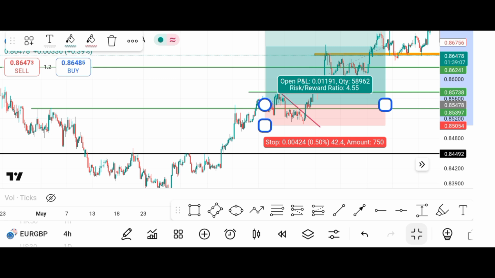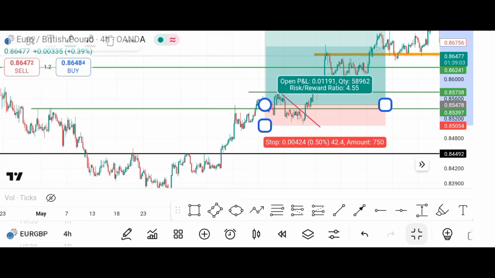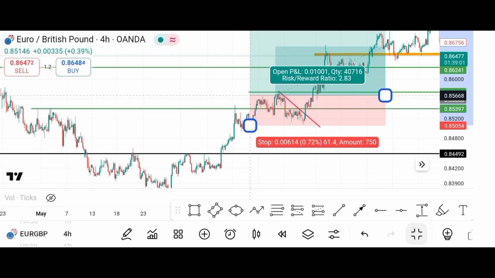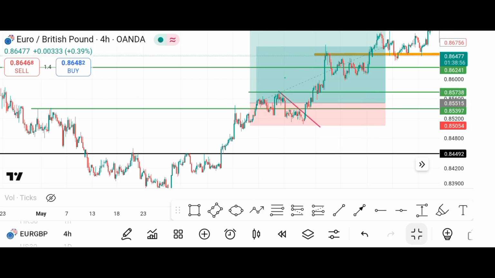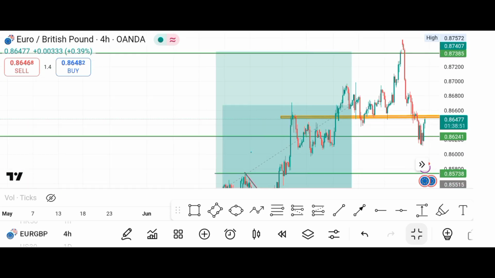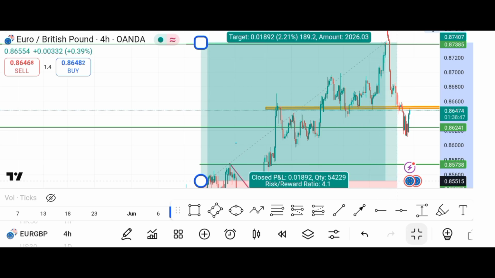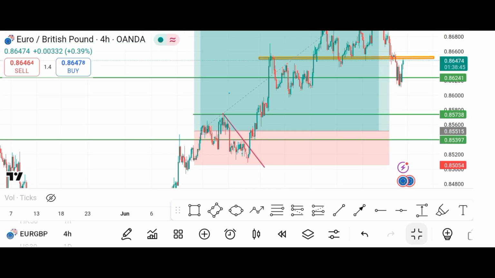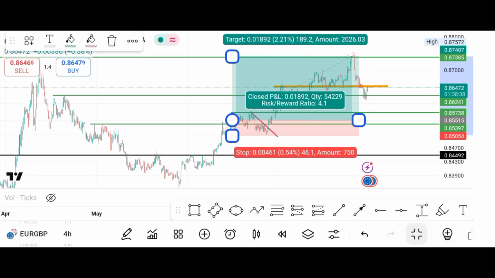So you entered at this candle close. Yeah, let's just say that you entered at this candle close. You were in loss for a period of time. But what happened? Suddenly the market just decided to go back up. You can see you're risking 46 pips to gain 189 pips. So your risk reward was 4 to 1.